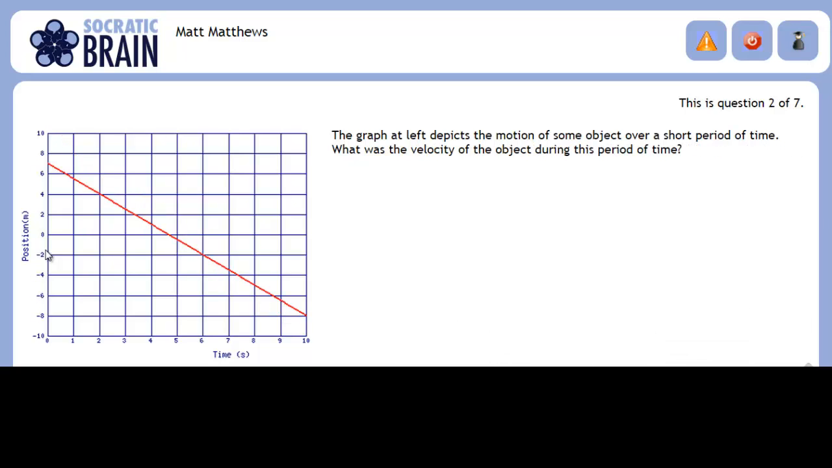Okay, on to number 2. Read the question. So to solve this one, we need to know that the slope of a position versus time graph is going to give us the velocity.